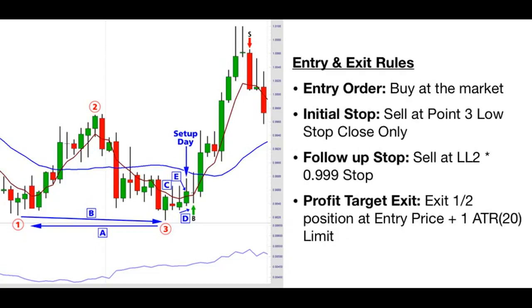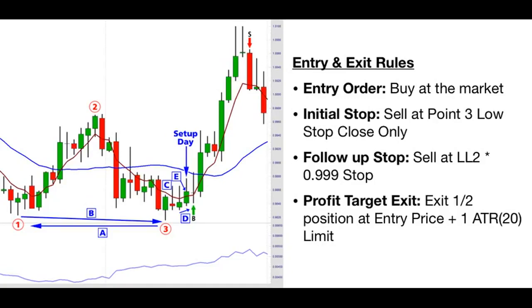All right, now once we have the setup in place, we can look at the entry and exit rules. First, the entry order. We're going to simply buy at the market on the open of the day after setup day. And that's signified on the chart with the green B arrow. Now, for the entry day only, we're going to use an initial stop to sell at the point 3 low, stop close only.